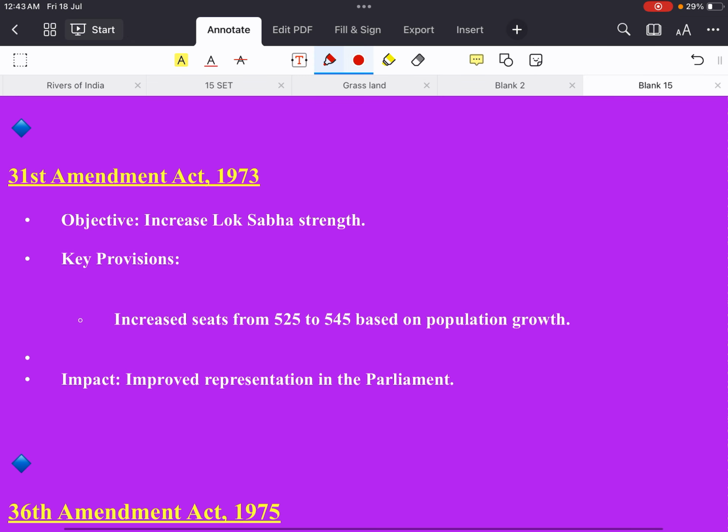Then comes the 31st Constitutional Amendment Act 1973. What was the objective? To increase the Lok Sabha strength. What were the key provisions? Increased seats from 525 to 545 based on population growth. What was the impact? Improved representation in Parliament.